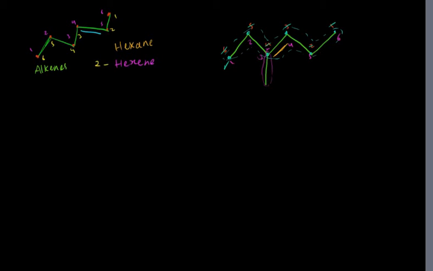Alright, so now let's name this structure. What I need to do first is to name this branch. This branch is a methyl because it has only one carbon. So this branch is a methyl, CH3. Alright, so it will be a methyl.